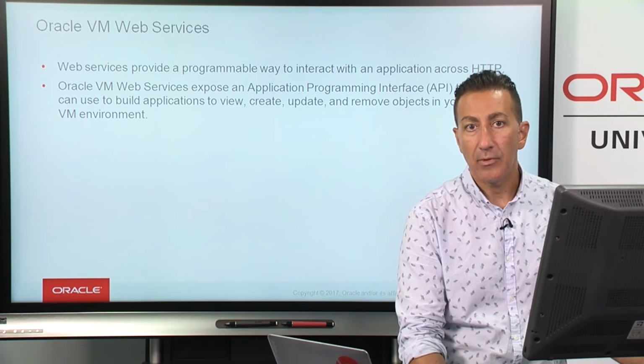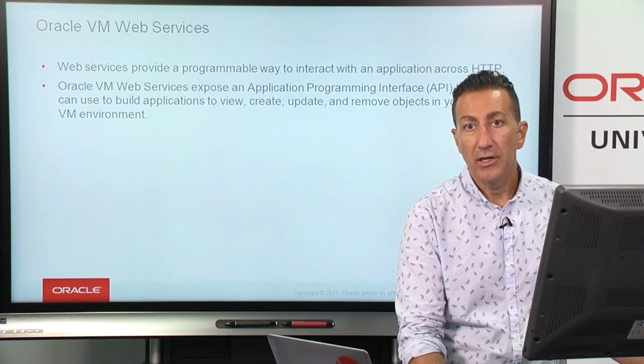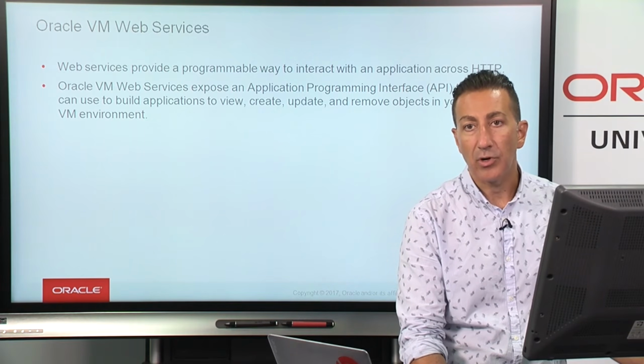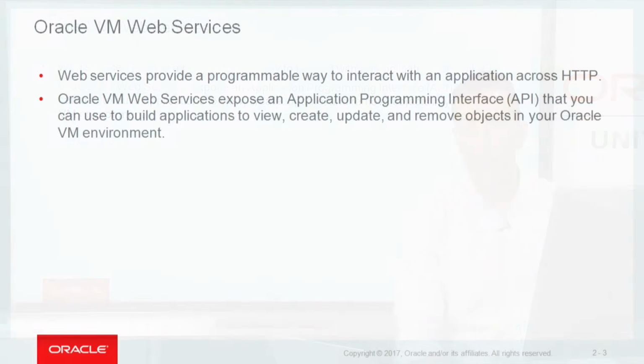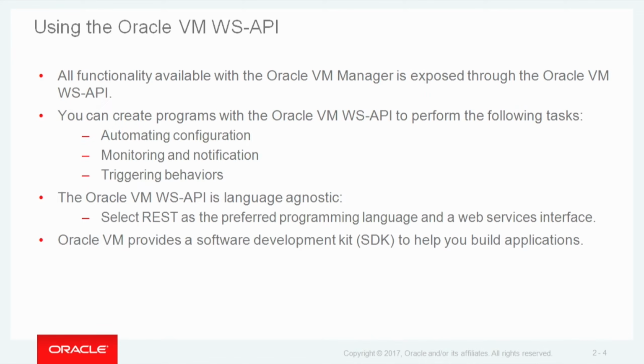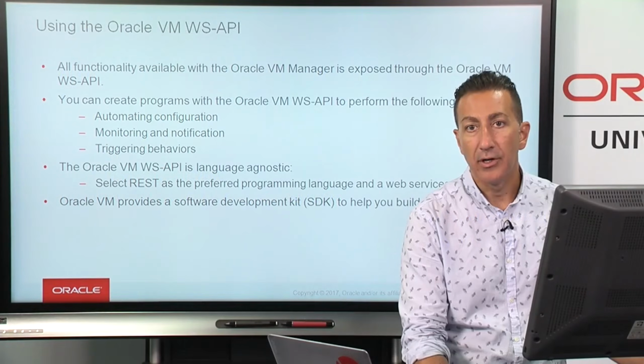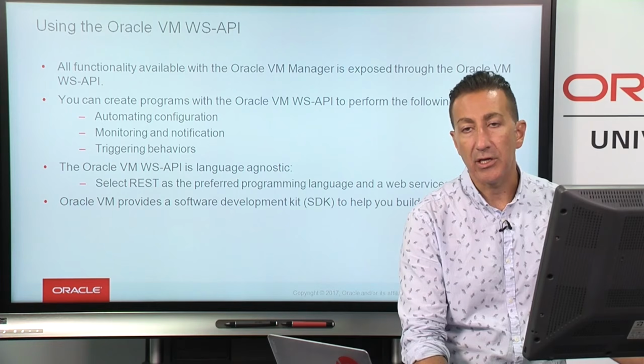So the Oracle VM web services expose an API, an application programming interface, that you can use to build applications with any programming language that it supports, such as Python, Java, Microsoft .NET, and so on, to view, create, update, and remove objects in your Oracle VM environment. Well, the way that we use this API, you see that all the functionality that is available with the Oracle VM Manager user interface is exposed through the Oracle VM Web Services API.